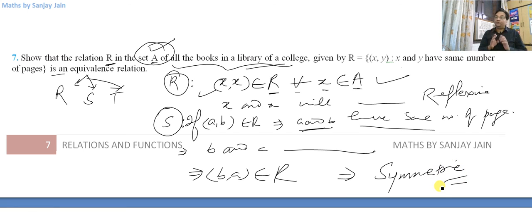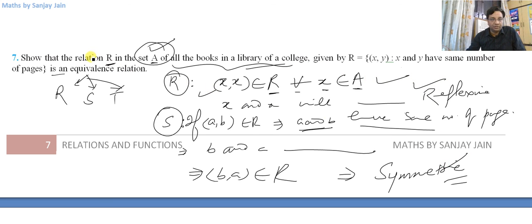To prove that it is symmetric, I have taken two books A and B which have the same number of pages, right? That is why A comma B is present in this relation R. Now if it is present, does it imply that B comma A is also present? Yes, because if A, B have the same number of pages, B, A will also have the same number of pages. I am just rephrasing the same sentence. So B comma A is present in this relation R, hence making it symmetric. So this is reflexive, this is symmetric.